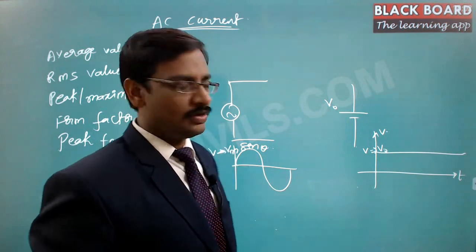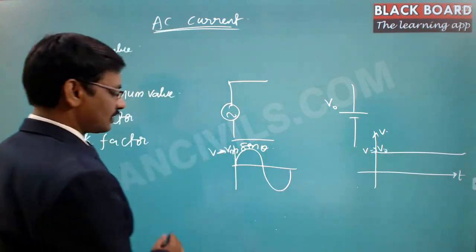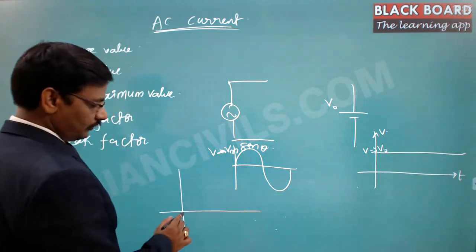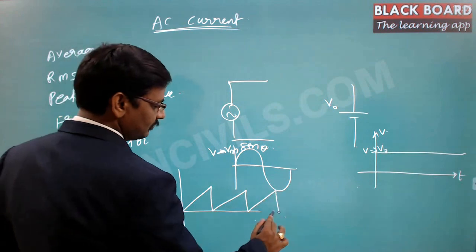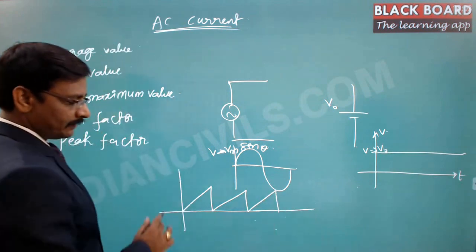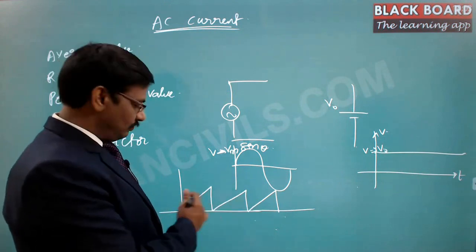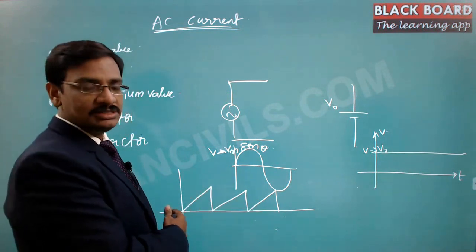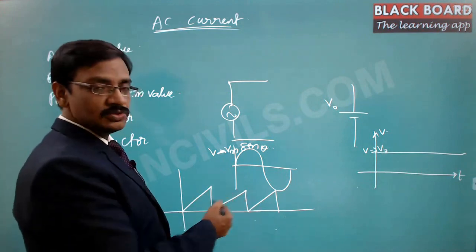Suppose you give a step wave, which is exactly the same thing. You can even give a sawtooth waveform. The sawtooth waveform is this way: it rises continuously for a certain time and then falls down suddenly. This is what is called the sawtooth waveform. It is still a periodic waveform, but it rises in a linear fashion, then suddenly drops, and again goes up.